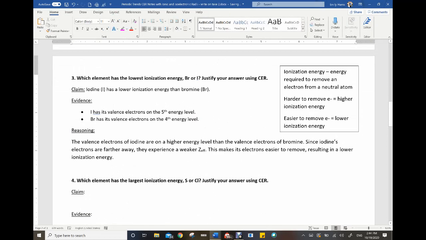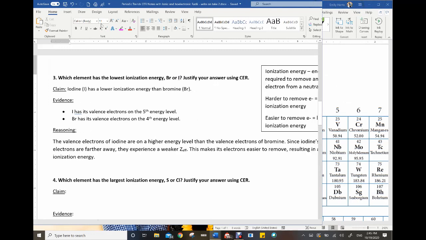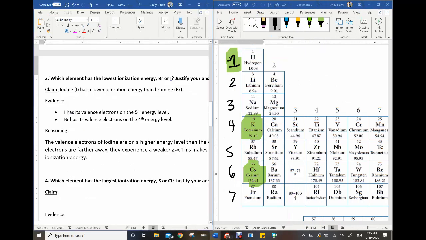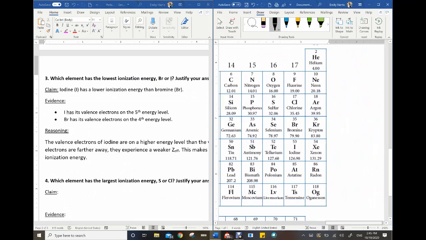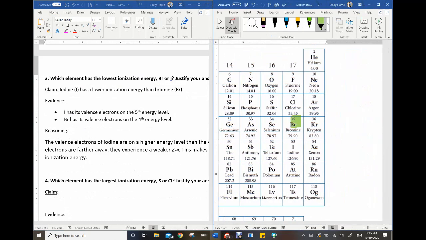All right. So again, which element has the lowest ionization energy, Br or I? Justify your answer using CER. First, let's find them on our periodic table, and we'll make a general claim that answers the question. Here we have bromine and iodine. As you go down the periodic table, the atoms have a lesser attraction for their electrons. They're bigger, their electrons are farther away, and so the ionization energy decreases as you go down.